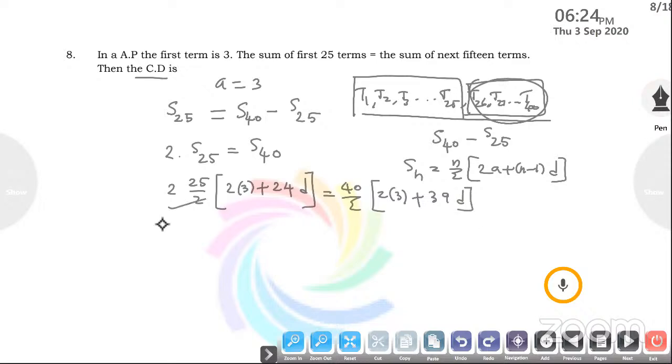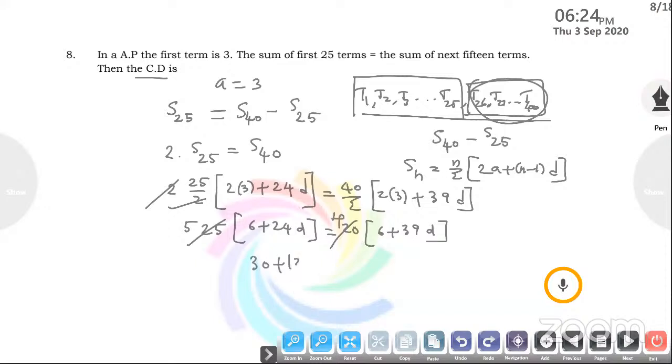So let us simplify this. This becomes 25 into (6 plus 24d). This is equal to 20 into (6 plus 39d). So remaining is all simplification only. This will go by 5 times. This is 4 times. So it is 30 plus 120d.